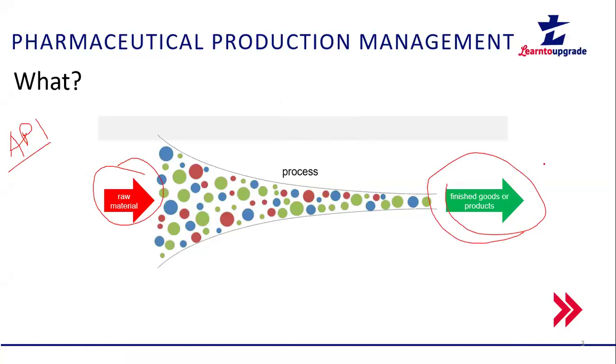And your finished goods can be your tablets, capsules, oral solids, steriles, any of the finished goods. So we need to give inputs to get an output, right? And what happens in between is the processing of the input material to get an output. But the pharmaceutical production management process is not as simple as it seems.